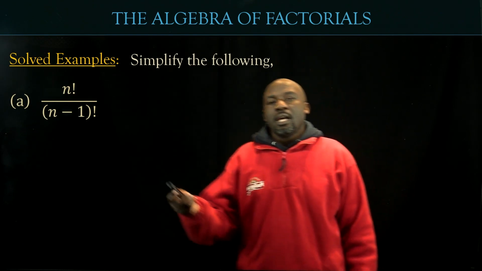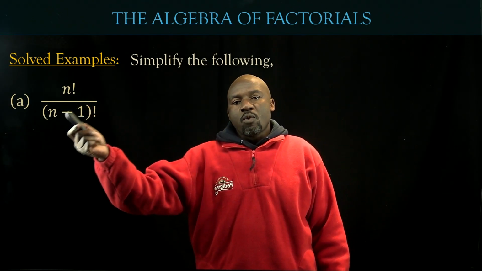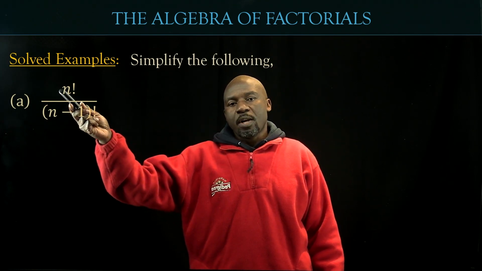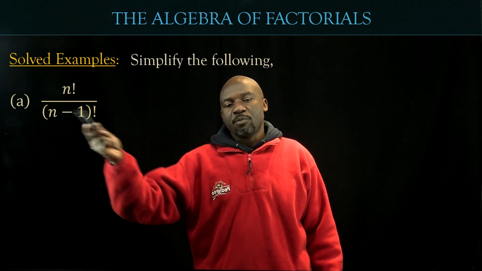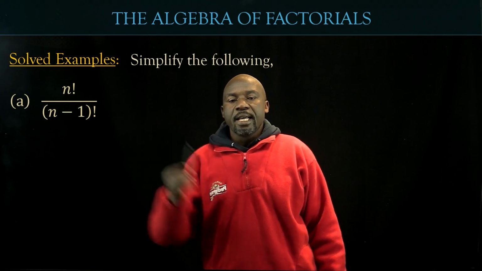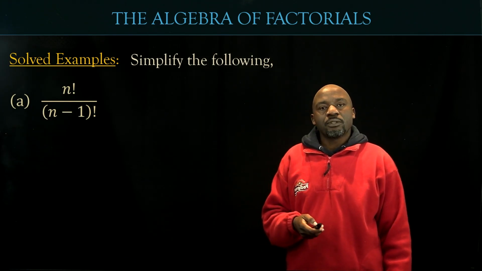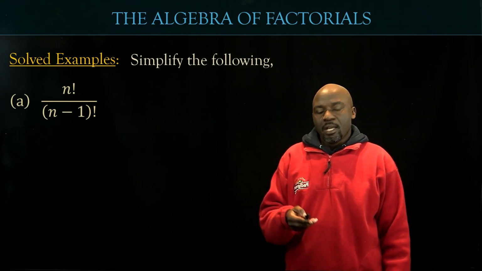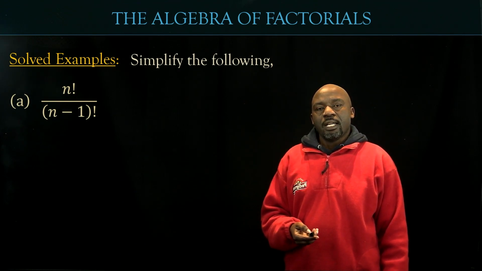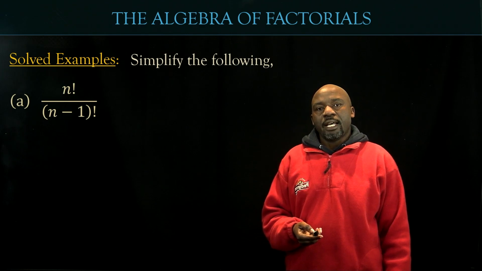Now, n minus 1 is just a number less than the top. So for example, if the top was 100, then the denominator here must be 99. So this is the equivalent of 100 factorial divided by 99 factorial, okay? So don't be worried when you see unknowns being used in factorial. So simplify n factorial over n minus 1 factorial.